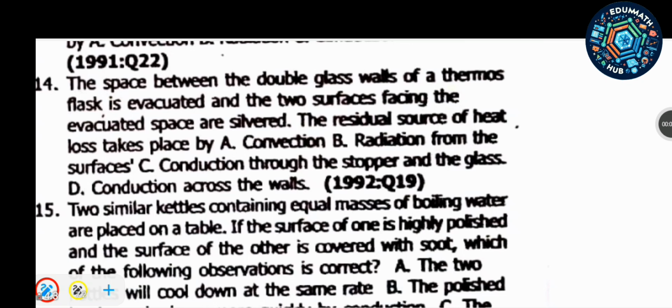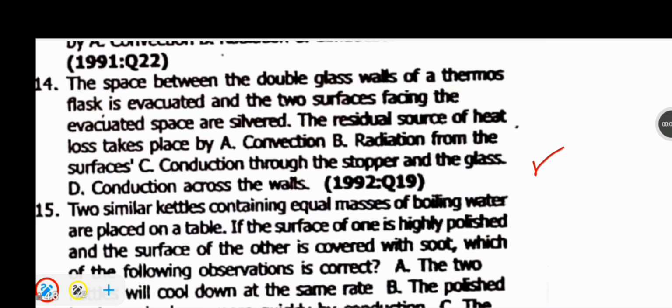So the silvered surface prevents heat loss by radiation, but they're asking how else will heat be lost. If they ask this kind of question, you have to choose the stopper. Conduction through the stopper and the glass, because the vacuum will prevent heat loss by conduction and convection, and the silvered surface will prevent heat loss by radiation. So the only way heat can be lost is through the stopper and the glass, which is option C. So take note of that.